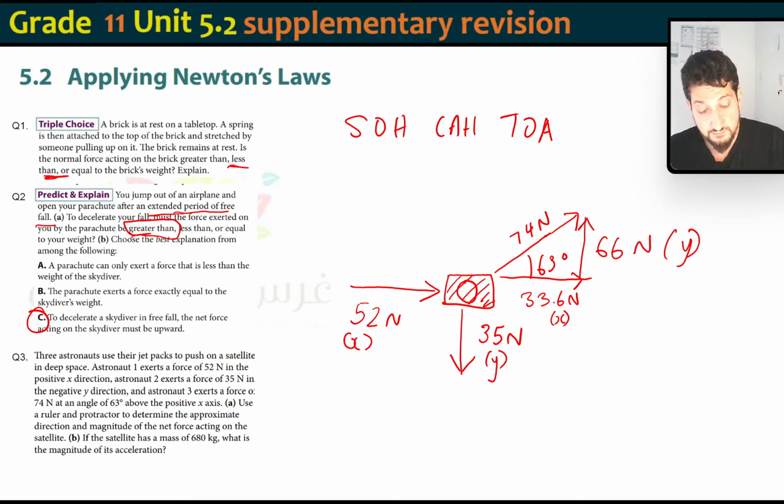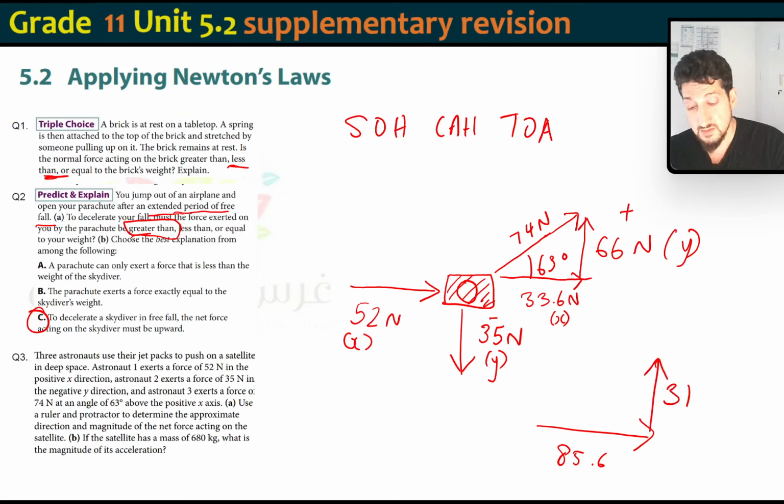So overall, that is what the new triangle looks like. We have 85.6, and then we have 66 that is positive, and 35 that is negative. So it's going to be 66 minus 35, which equals 31. Overall 31, that's positive. And now we can work out the new angle. How do we work it out? We use tan. 31 divided by 85.6, which is opposite over adjacent. Then shift tan, and that gives us the new angle, which is approximately 20 degrees.